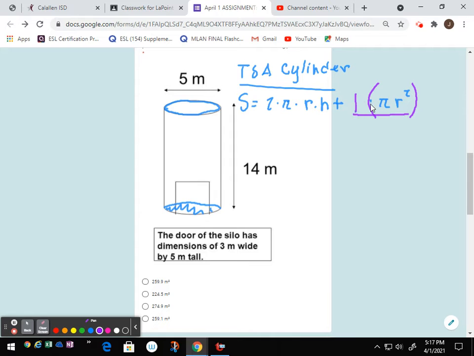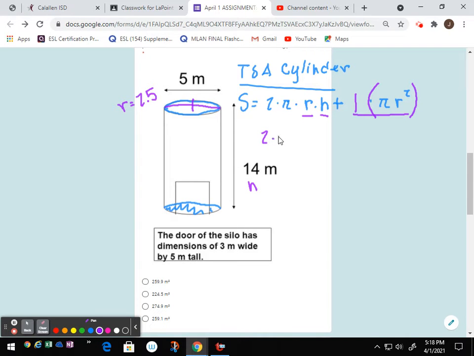So 1 base times pi radius squared, okay? You can put 1 or you can just leave it blank, okay? So we need to find the radius and height of our cylinder right now. We see that our diameter, going from side to side, is 5, so half of 5, our radius, is equal to 2.5. And we see our height of our silo is 14, okay?